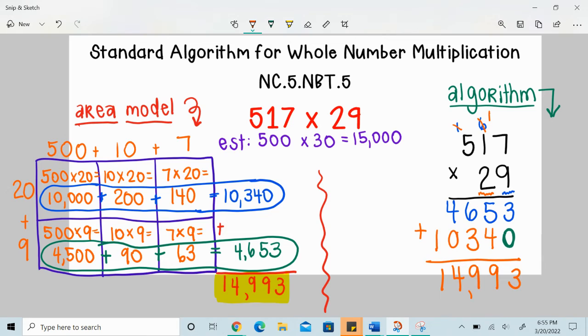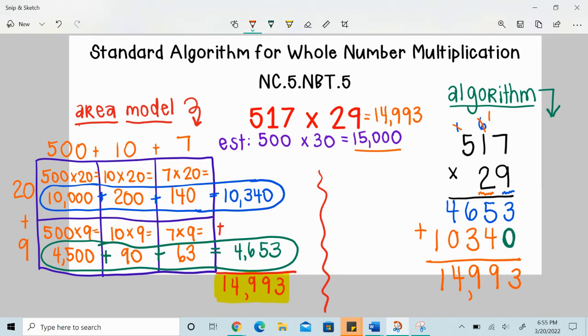And I can see that the product is 14,993. So I'm going to record that up here, 14,993. Now, when I compare that to our estimated answer, we thought that our answer would be around 15,000. And I do know that 14,993 is really close to 15,000. So that lets me know that our answer is reasonable.